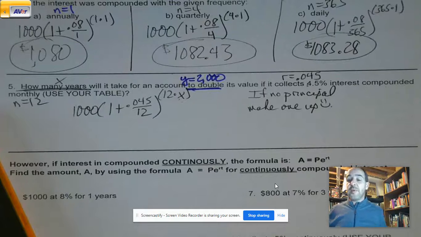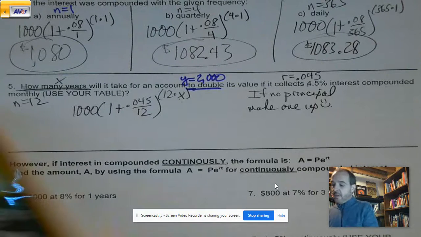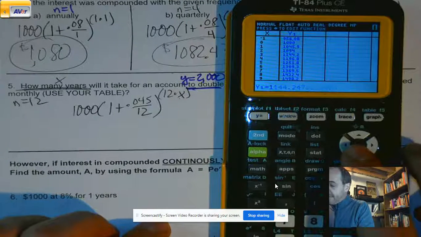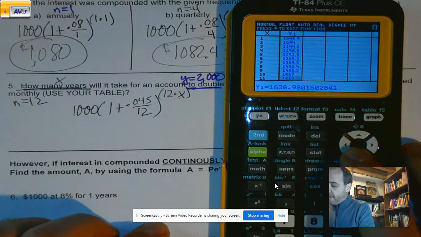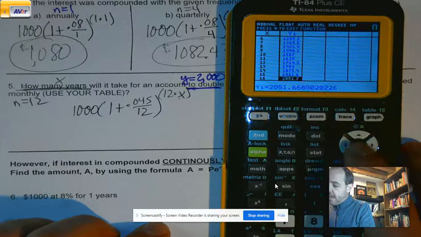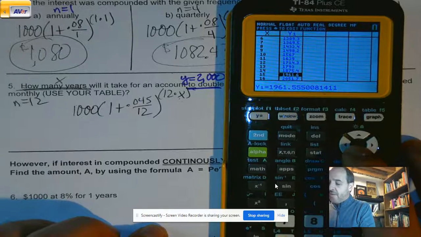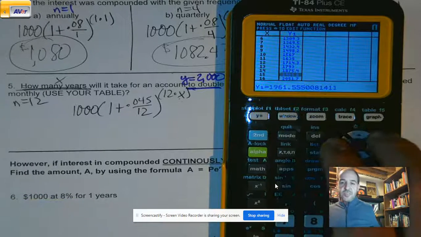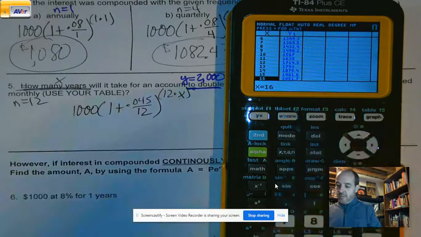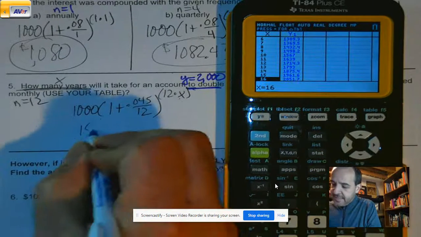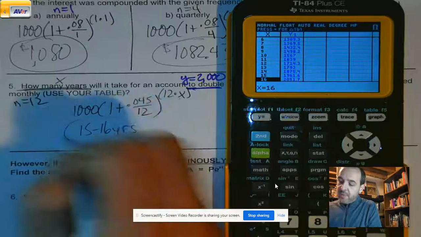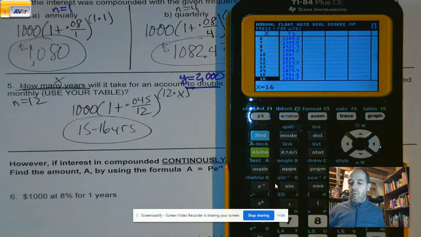If you did 1,000,000, it would be greater than 2,000,000. If you did 100, it'd be greater than 200. So I'm looking to see when this gets bigger than 2,000. And once it does, oh, there it went. Lower than 2,000, higher than 2,000. So somewhere here between 15 to 16 years. And if you don't believe me that it doesn't matter what principal number I use, try it with a different one and see if you get the same thing.